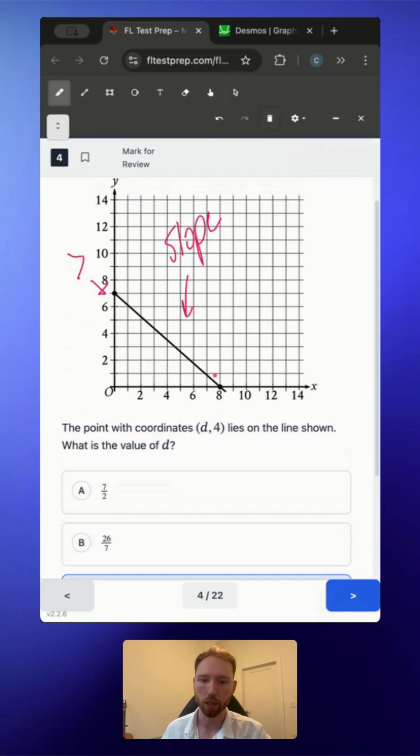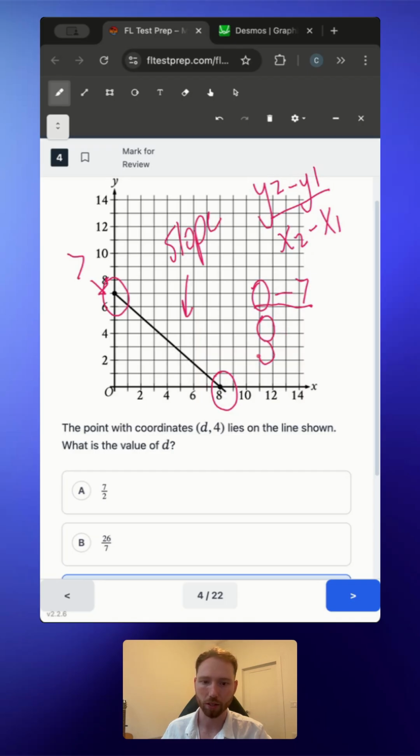So here's how you find slope. You want to take the two points, (0, 7) and (8, 0), and do y2 minus y1 over x2 minus x1. So here's how we do it. We're going to take our y2, which here is going to be 0, minus our y1, which is 7, all over our x2, which is 0.